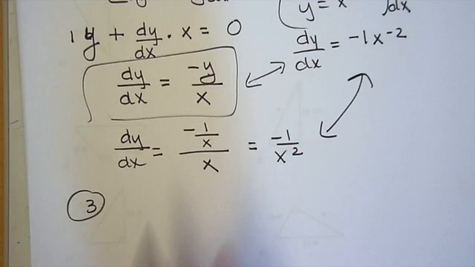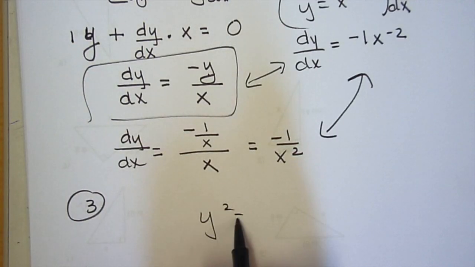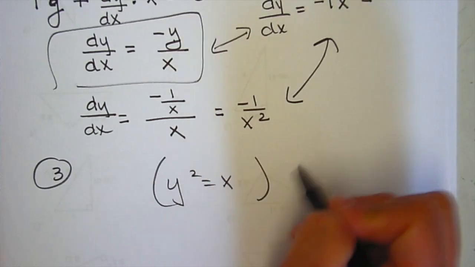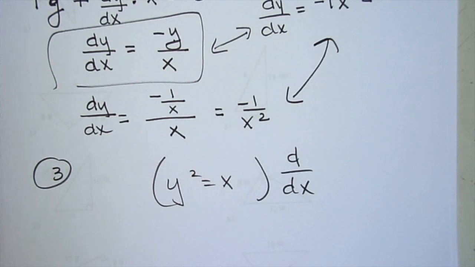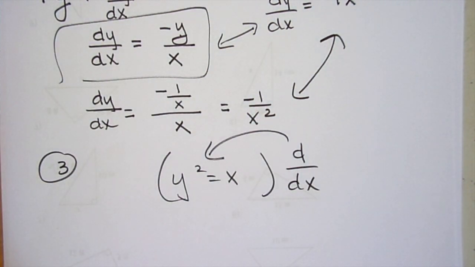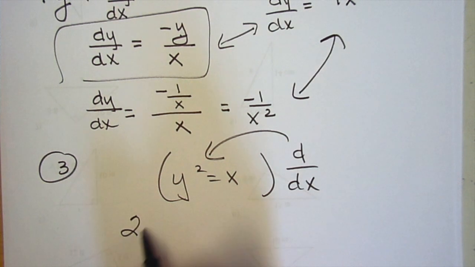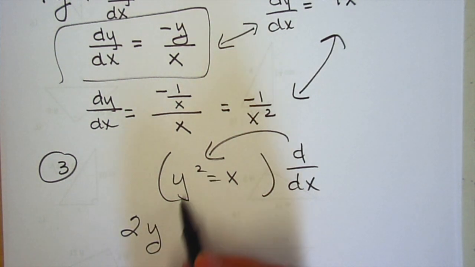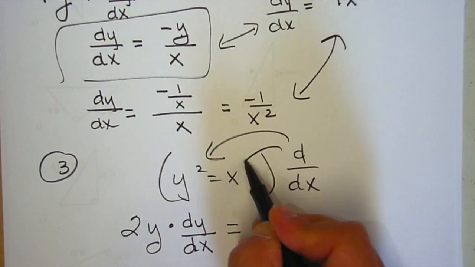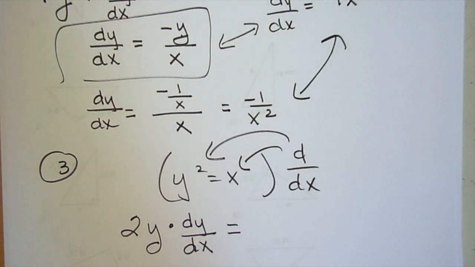Okay? Let's do one more problem implicitly, just implicitly, and then we'll look at an equation that you can't do both ways. Same thing. Derivative with respect to x. The derivative of y squared is 2y. You have to use the chain rule here. There is going to be a dy/dx, equals the derivative of x with respect to x, which is just 1.